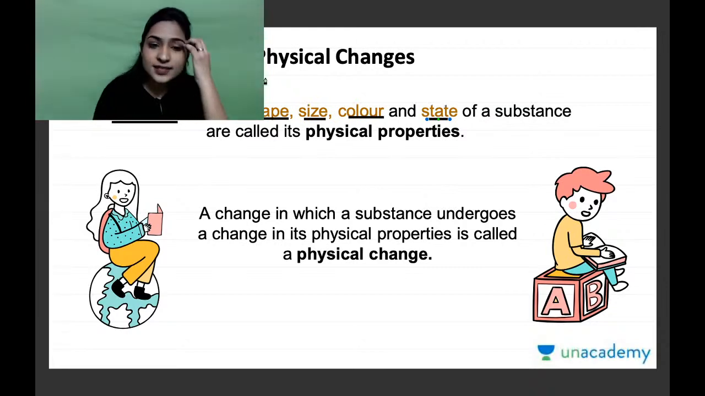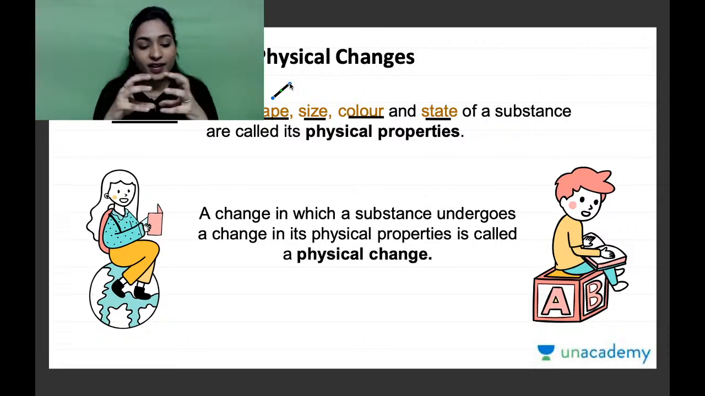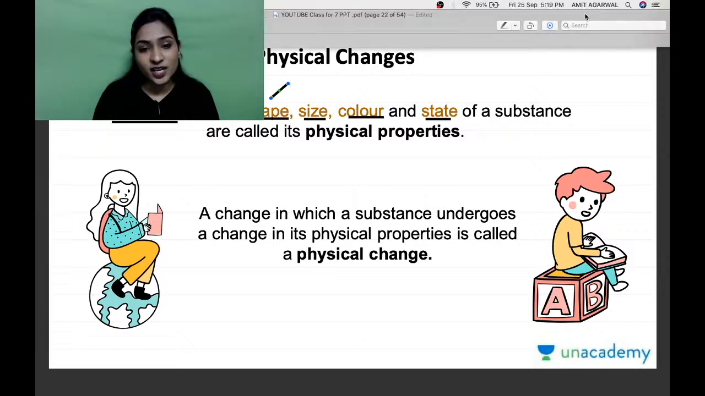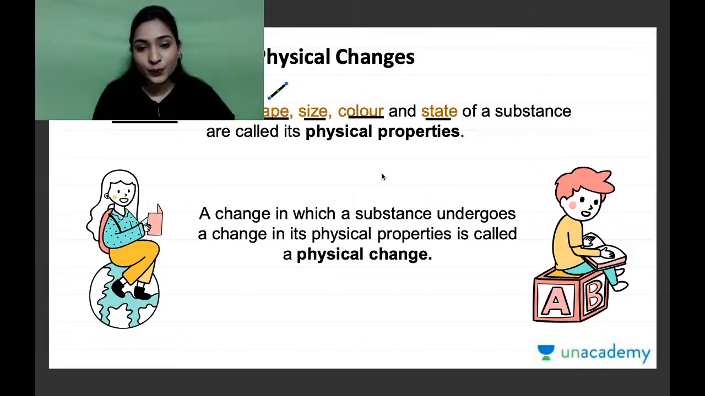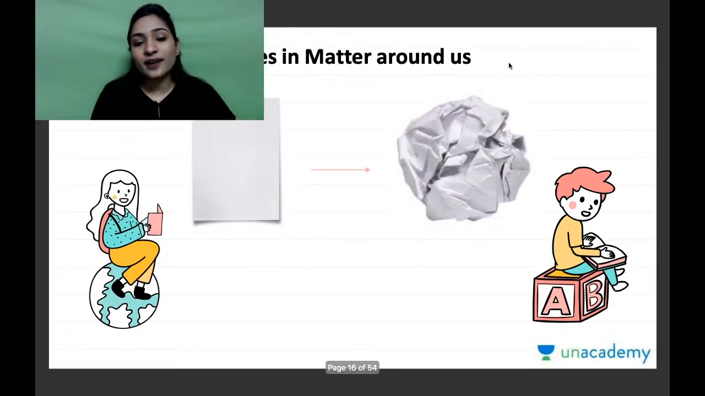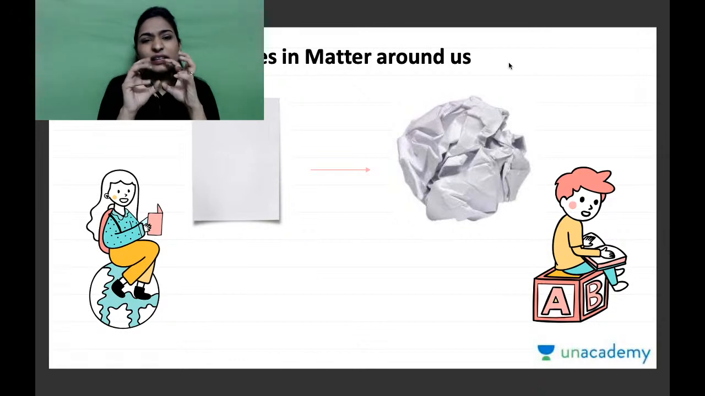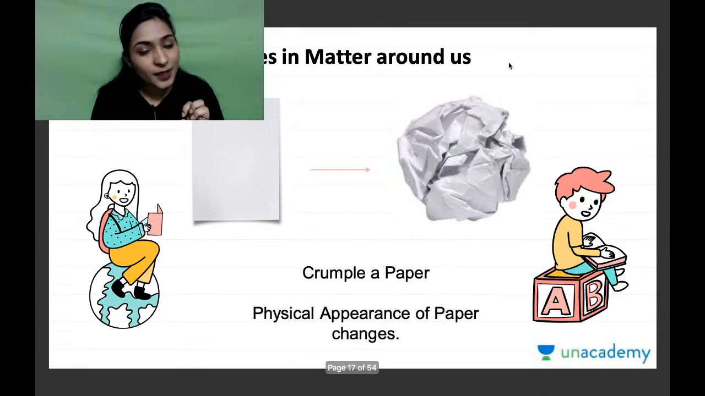For example, let us talk about the shape. We crumpled the paper. So the shape of the paper changed. Let me just show you. So we crumpled this paper. The shape of the paper changed from a square or a rectangle to a dirty sphere, right?